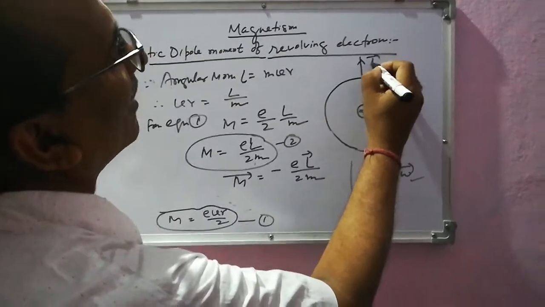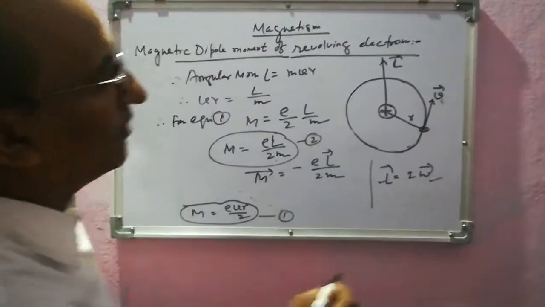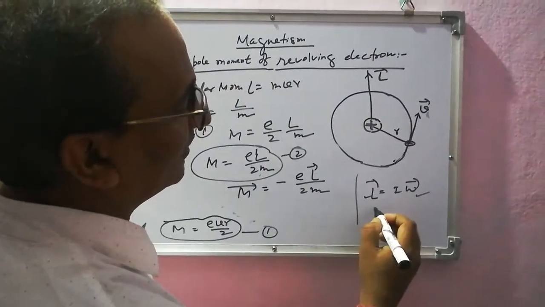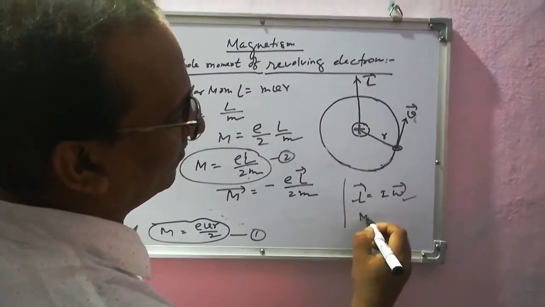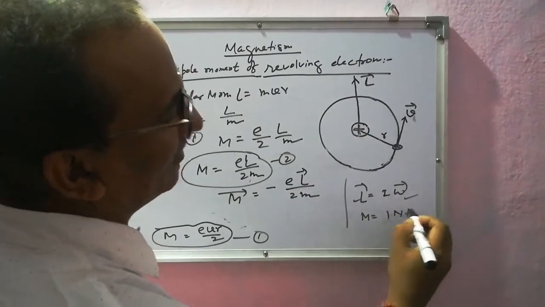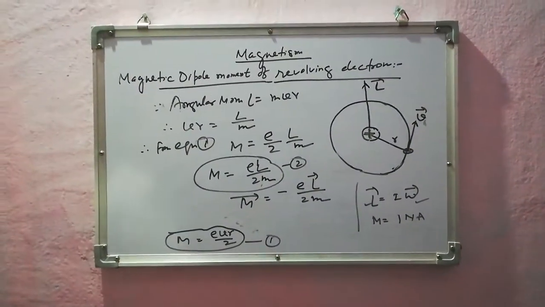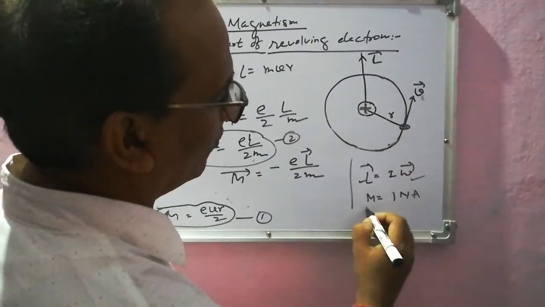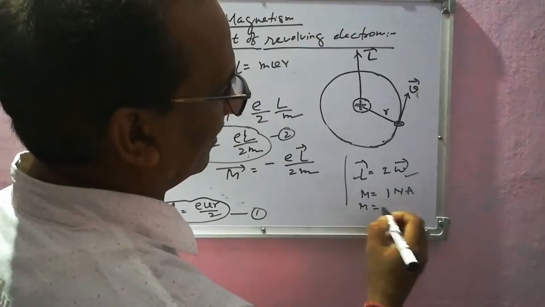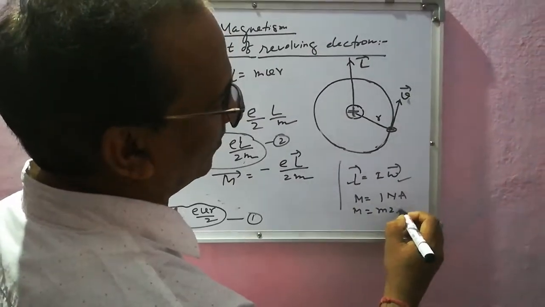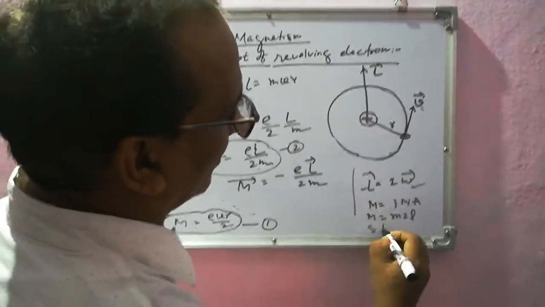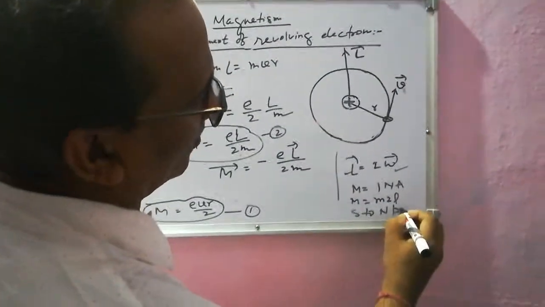And what about the direction of M? As you know, the direction of M, which is equal to INA, is along the direction of... Also you know that the direction of the magnetic dipole moment of a bar magnet is given by M into 2L, and the direction is from south to north pole.